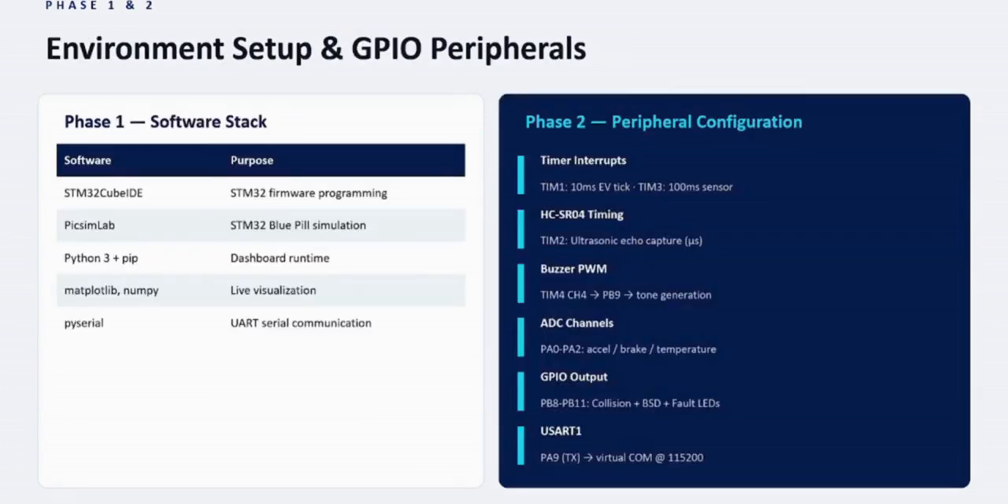Timer 1 generates a 10 millisecond interrupt that updates the EV dynamics. Timer 3 generates a 100 millisecond interrupt to periodically sample sensor values. Timer 2 works with microsecond resolution and measures the echo pulse width of the HC-SR04 ultrasonic sensor. Timer 4 generates PWM signals that control the buzzer used for alarm conditions. The ADC reads three analog inputs connected to potentiometers representing the accelerator pedal, brake pedal, and motor temperature.